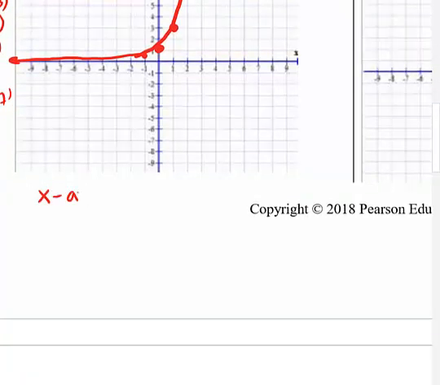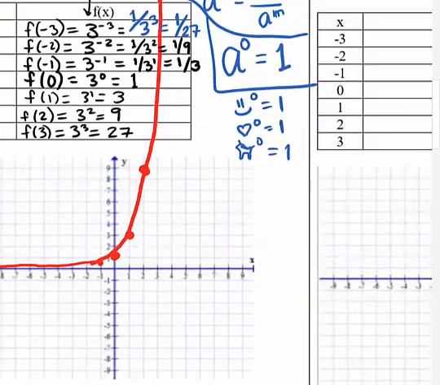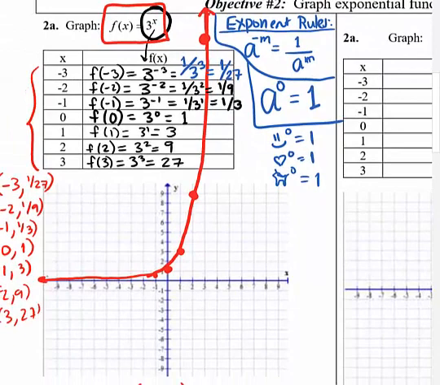That's one thing to notice, is that the x-axis, or the line y equals 0, same thing, is a horizontal asymptote. Not that it matters, but hey, they didn't ask for that. But that's what the graph of the basic exponential function looks like.